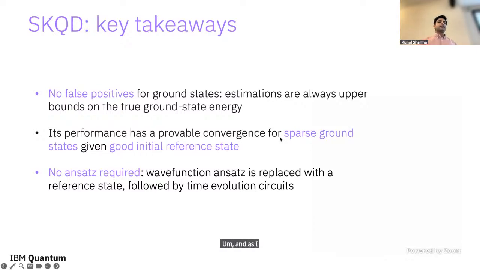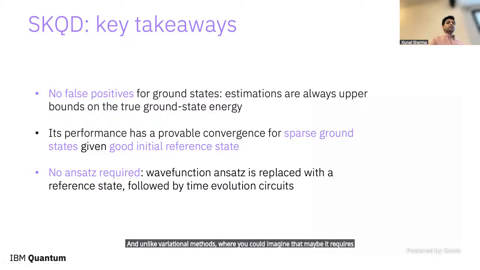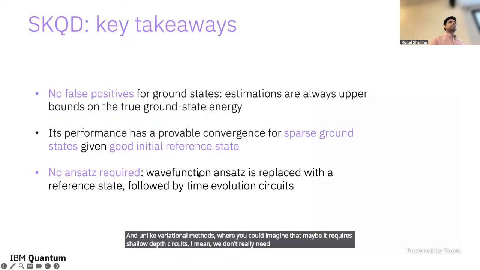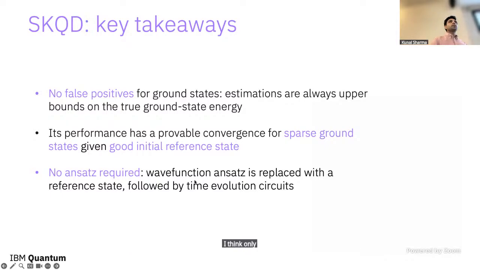And as I said, there is a provable guarantee under some specific assumptions on the sparsity of the ground state and also a good initial state. And unlike variational methods, where you could imagine that it requires shallow depth circuits, we don't really need any ansatz. I think the only input that you need is to find this good initial state to start with. But that is also a requirement for phase estimation as well. So that requirement you will always face anyway. But beyond that, we don't need any ansatz for our algorithm.